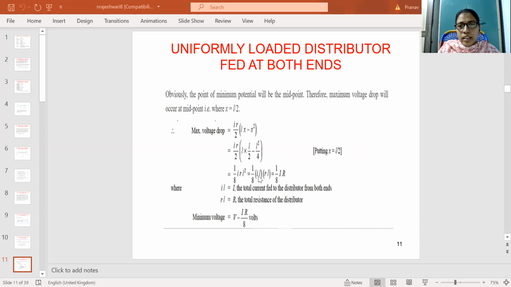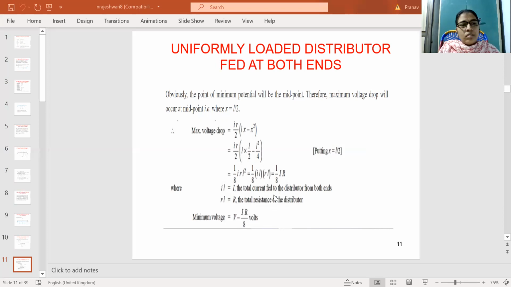So small IL is equal to capital I, and R into L is given as the total resistance of the distributor, which is R into L equal to capital R, the total resistance of distributor. So by putting these two values, 1 by 8 into IR is the maximum voltage drop, where the minimum voltage is equal to V minus IR by 8 volts, which is the minimum voltage in the distributor.